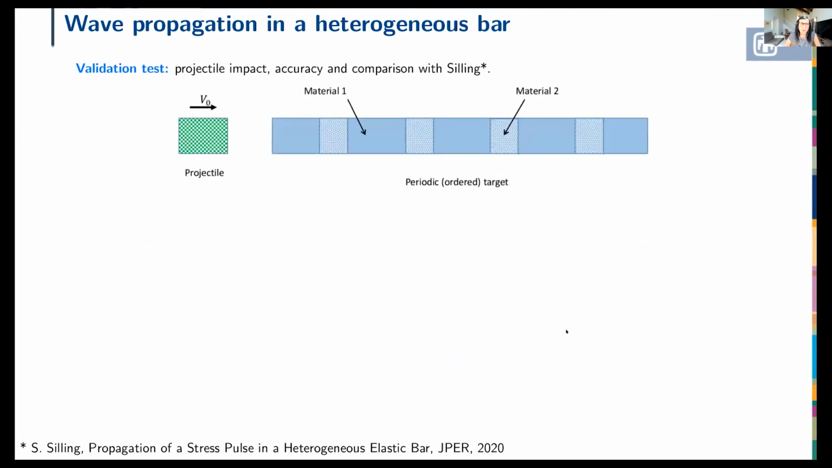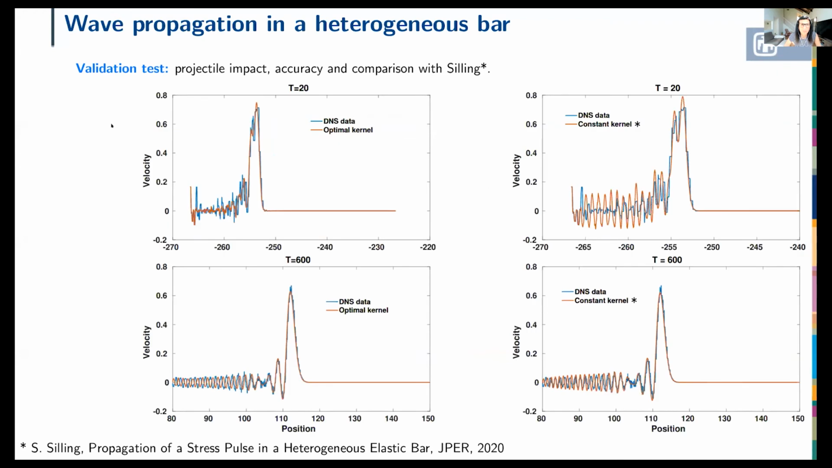The last example that I'm going to show is, again, a different setting from the training one. And what we're doing here is to simulate a projectile impacting this heterogeneous bar, a bar with periodic microstructure once again. And basically the impact generates a boundary velocity here. The first column is our optimal kernel that does a good job both at short times and long times, while the state-of-the-art kernel misses the initial times. And this is mostly because it was developed to match long times. So a constant kernel cannot do both.